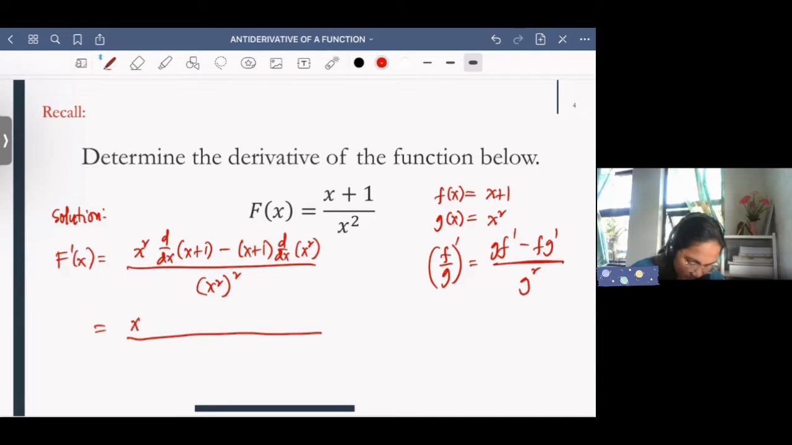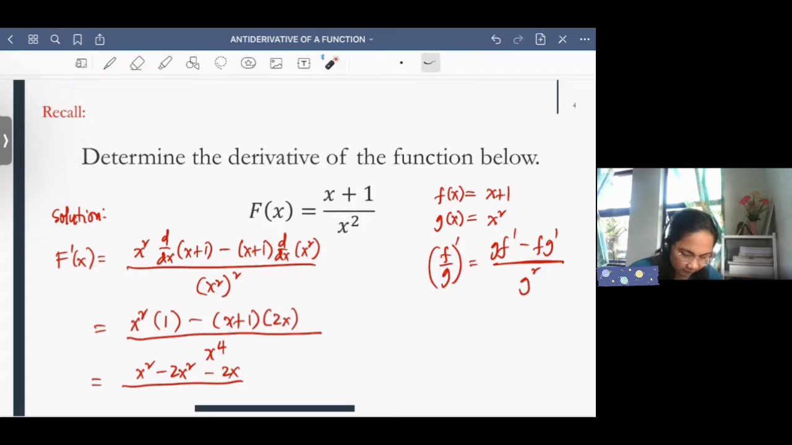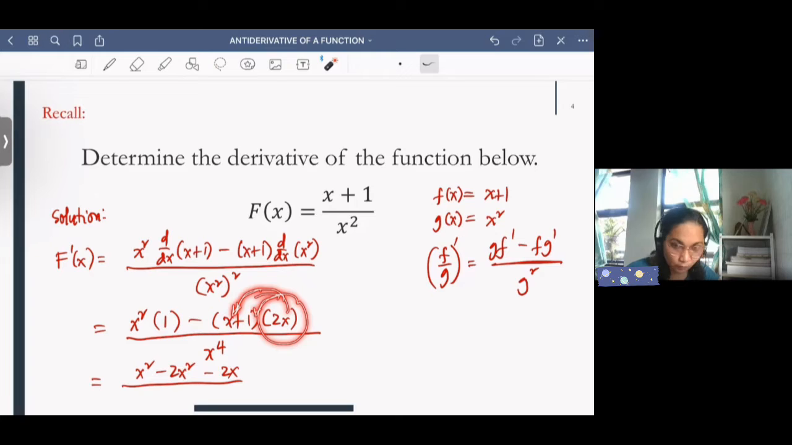So let's copy x squared and then derivative of x plus 1, that will be 1 plus 0, or let's just say 1, minus copy x plus 1, and then derivative of x squared is equal to 2x, all over x raised to 4. Now we just have to simplify this. So we have x squared also minus 2x squared minus 2x. I just have to distribute 2x to the negative x and negative 1.